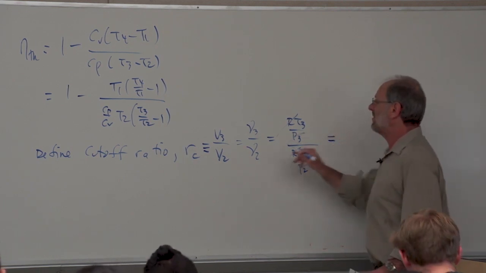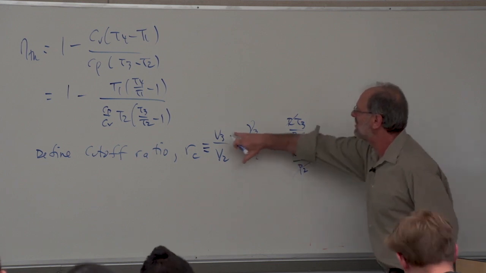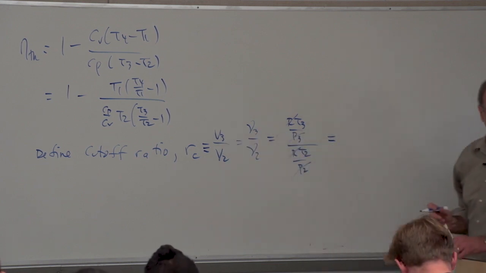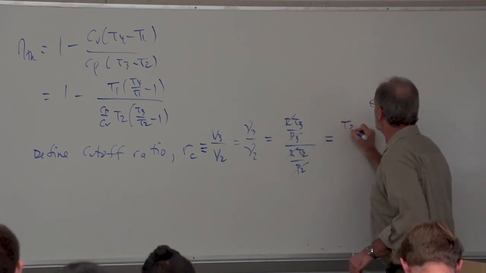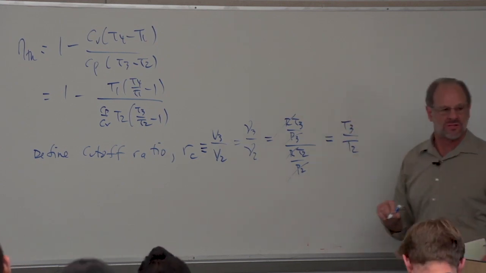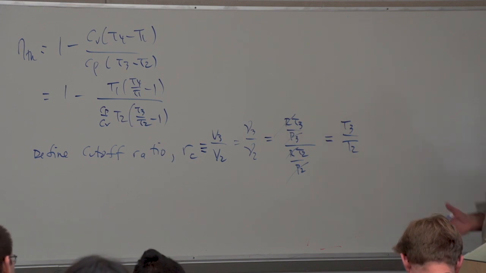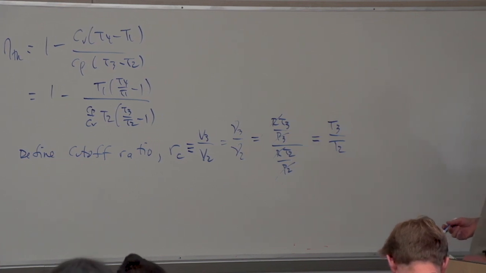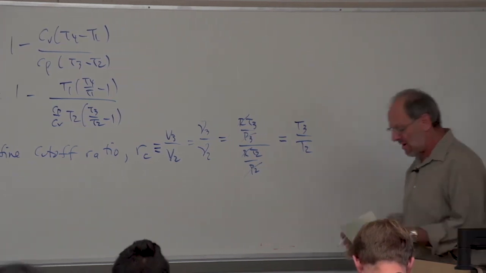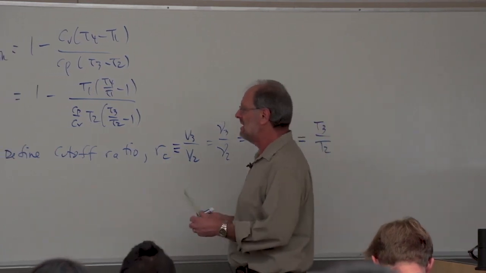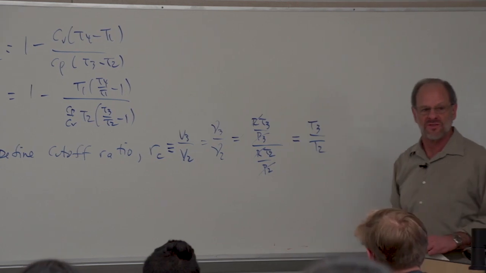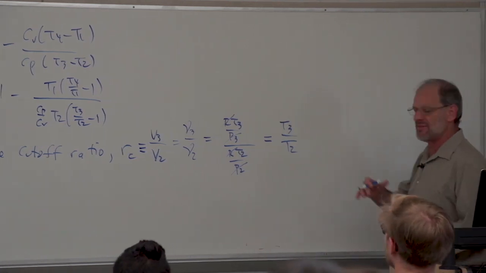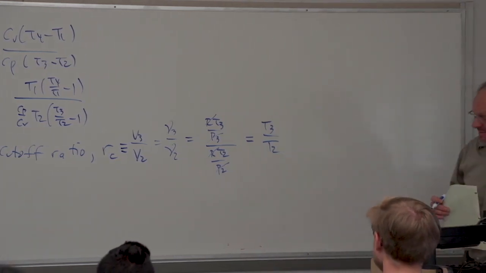So it turns out that the cutoff ratio is not only equal to the ratio of volumes at the end versus the beginning of the heat input process, but it's also equal to the temperatures at the end versus at the beginning of the heat input process. So that's our cutoff ratio, and we are actually going to have to use this when I finally make some more modifications to that thermal efficiency equation. Okay, so we'll get there in just a minute. All right.